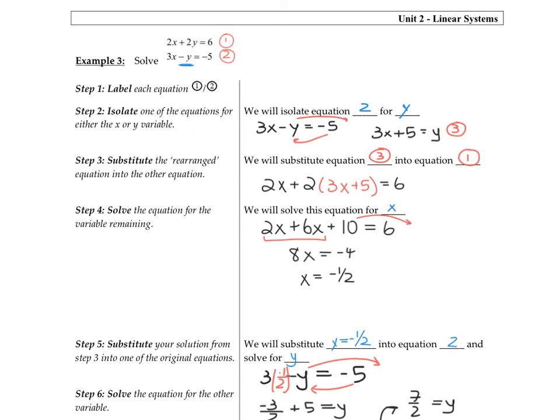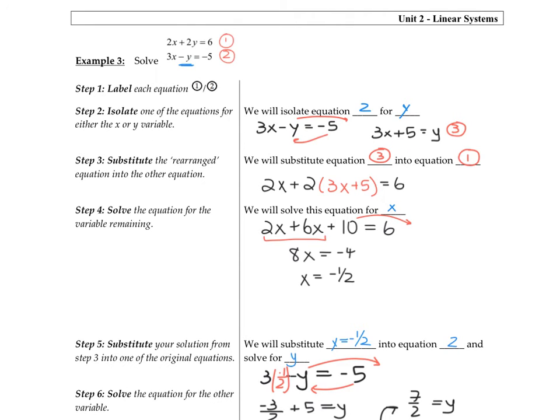Now notice, because the coefficient is negative, I decided to bring the y to the right and I brought the negative 5 to the left to get 3x plus 5. If you brought the 3x over, that's totally fine. You would have negative y equals negative 3x minus 5. Make sure you divide out the negative though, or else your signs would be completely different from mine.